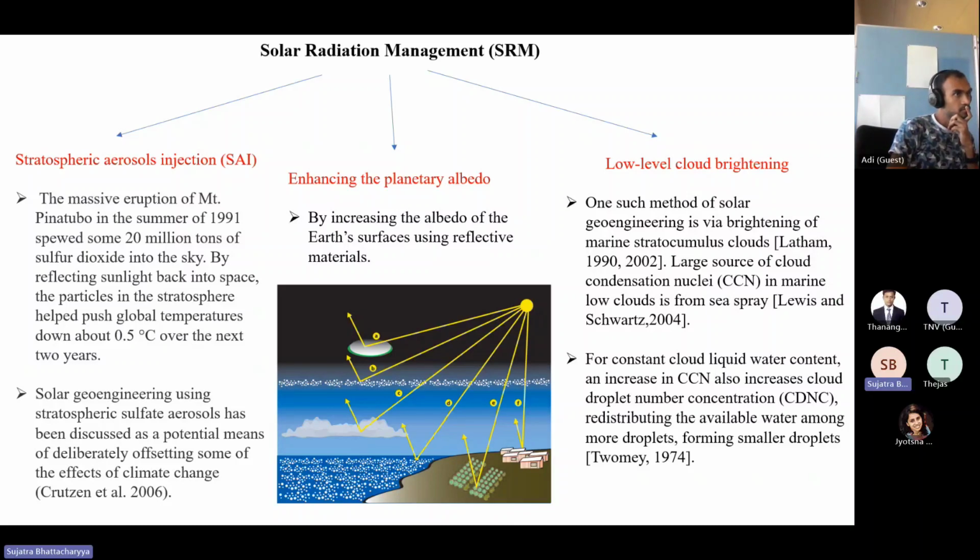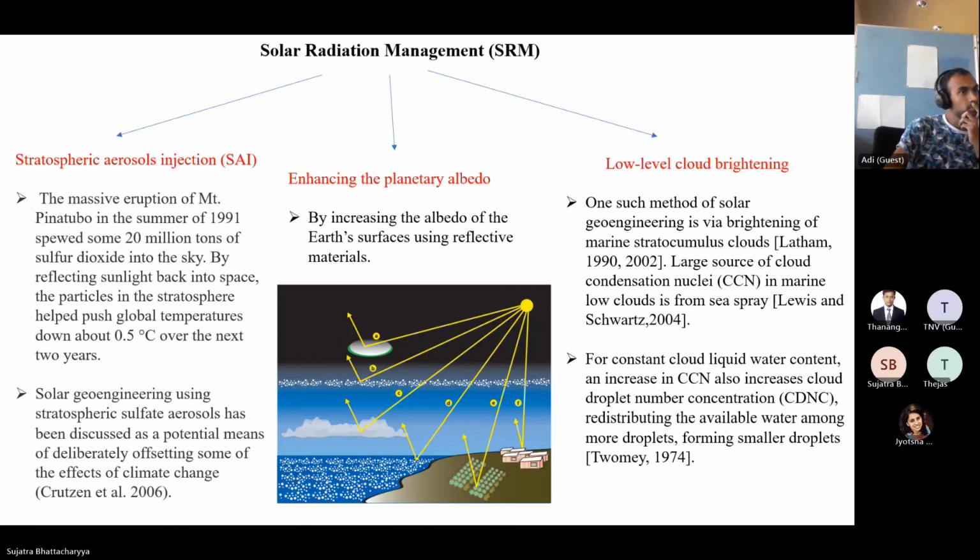So stratospheric aerosol injection, where does the idea come from? In 1991, there was a massive volcanic eruption of Mount Pinatubo. About 20 million tons of sulfur dioxide went up into the stratosphere and stayed there for a few years. Most of the sulfur dioxide reflected the incoming solar radiation back to space, which decreased the global mean surface temperature by 0.5 degrees centigrade over the next 2 years.